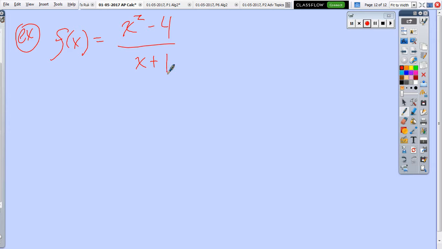The directions are: find all the local extrema. Let's say that's all the directions say, find all local extrema, without a calculator.